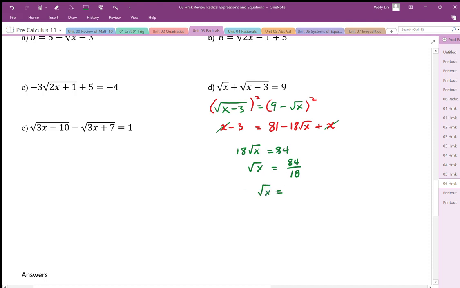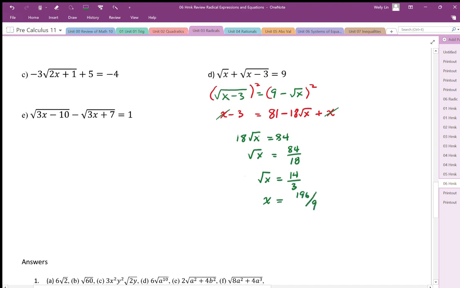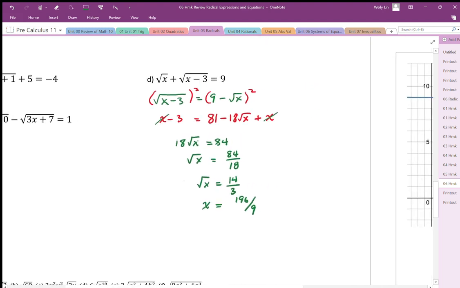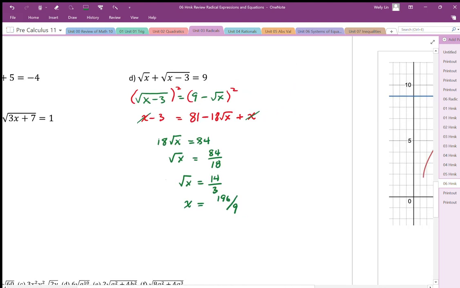The common factor here is 6, so I'm going to divide both sides by 6, it looks like. Yeah, 6 divides in, so I end up with 14 over 3. And then squaring both sides, I get x is equal to 196 over 9. And I can check that by substituting that back in for extraneous solutions. So this is my check.